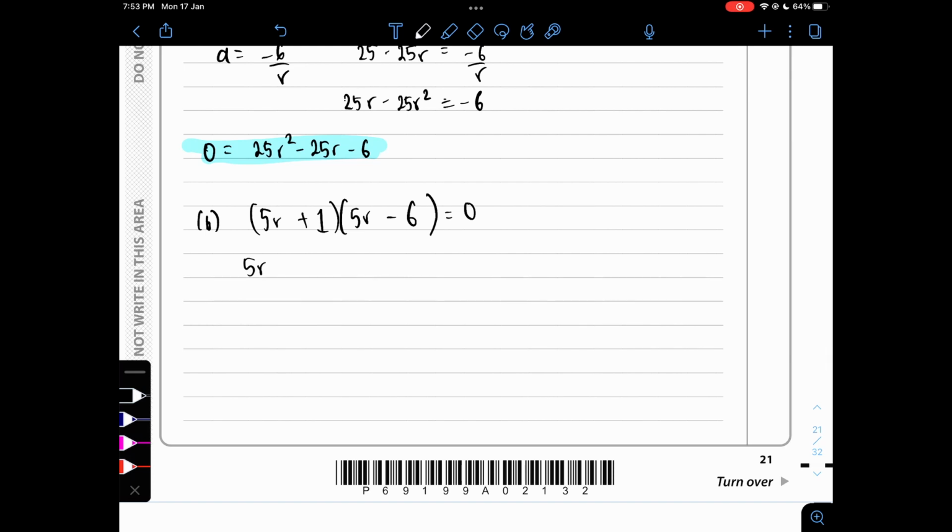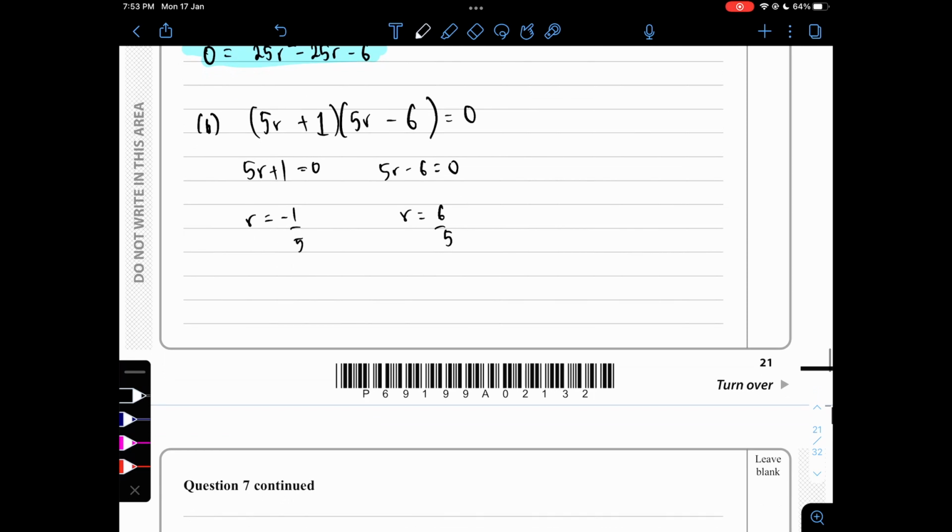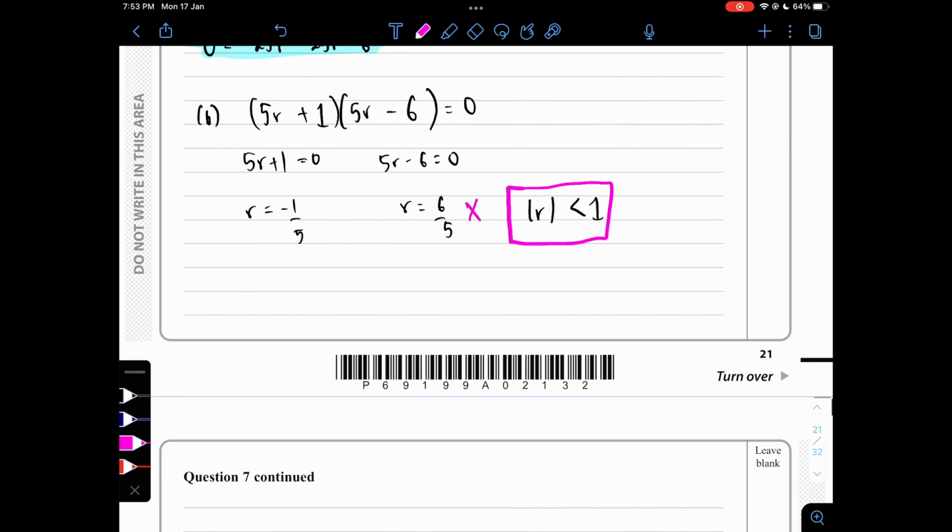So let's work them out. 5r plus 1 equals 0 and 5r minus 6 equals 0. r equals negative 1 over 5 and r equals 6 over 5. So which one are we supposed to use? 6 over 5 or minus 1 over 5? To help us, we need to remember that the modulus of r needs to be less than 1. That is the key thing we need to remember in geometric series. So we don't consider 6 over 5 because it's greater than 1. So r equals minus 1 over 5 because of that.